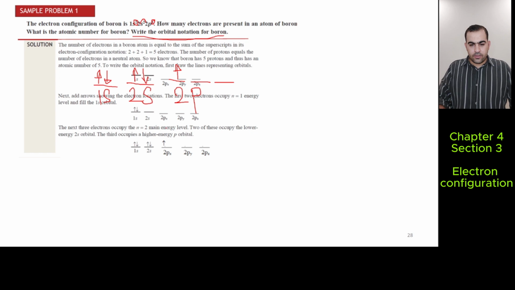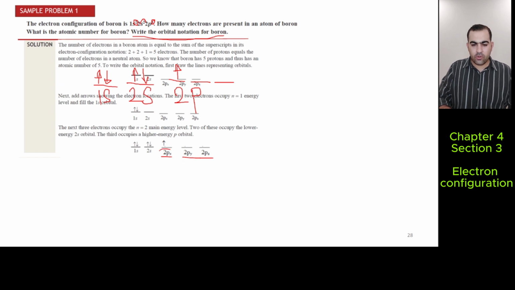So this is the answer. Here, it's written 2px, 2py, 2pz. It means this is the 2p, and this electron spins on the x-axis. We have x, y, z, the orbitals of the p sublevel. This orbital, its electron spins on the x-axis. So in the exam you don't need to write that, just write like I did for you.